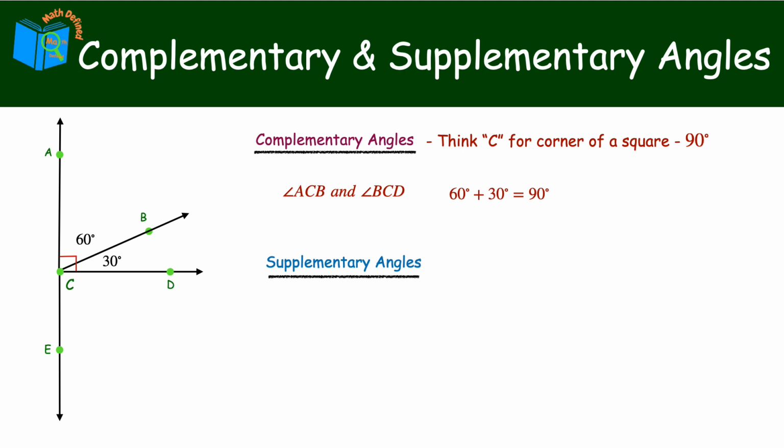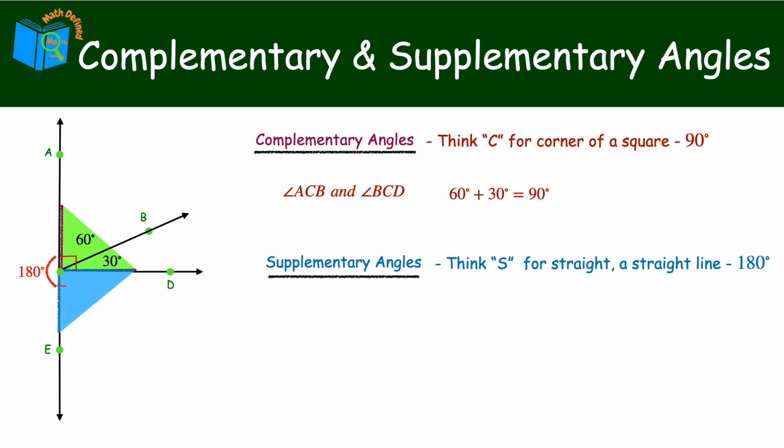Supplementary angles are two angles whose measures add up to 180 degrees. Think S for straight, since 180 degrees is a straight line. In the figure, angle ACD is a right angle, or 90 degrees, and angle DCE is also a right angle. Together, 90 degrees plus 90 degrees is 180 degrees, so angles ACD and DCE are supplementary.